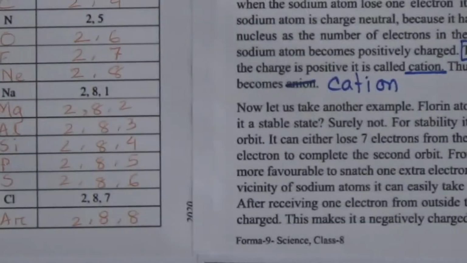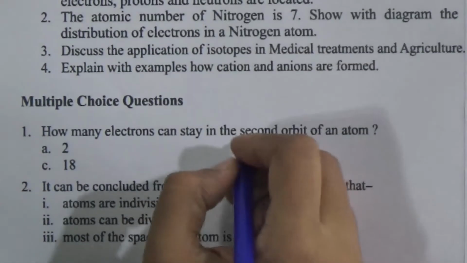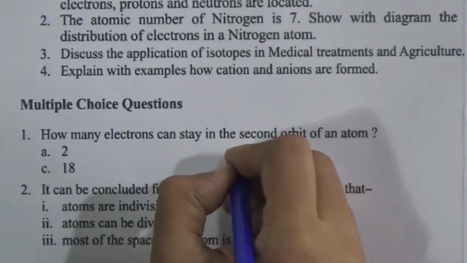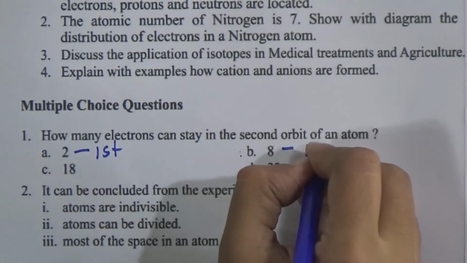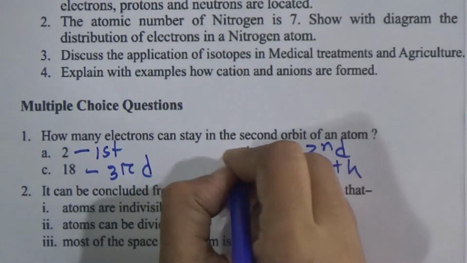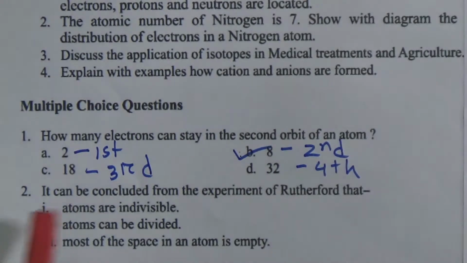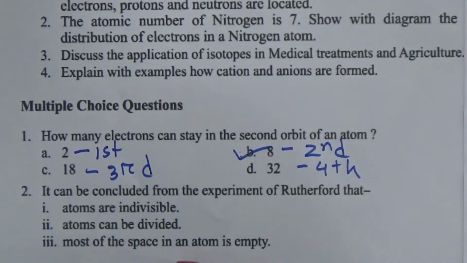Now come to the multiple choice questions. How many electrons can stay in the second orbit of an atom? 2, 8, 18, 32. In the first orbit, it will be 2. In the second orbit, it will be 8. It is 18 for the third orbit and 32 for the fourth orbit. So 8 will be the answer. It can be concluded from the experiment of Rutherford: first one, atoms are indivisible. Second one, atoms can be divided. Third one, most of the space in an atom is empty. Dear students, these two are the correct options. Then the answer will be D, 2 and 3.